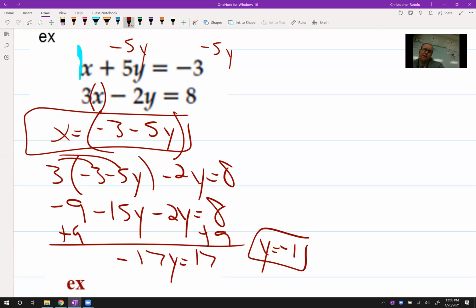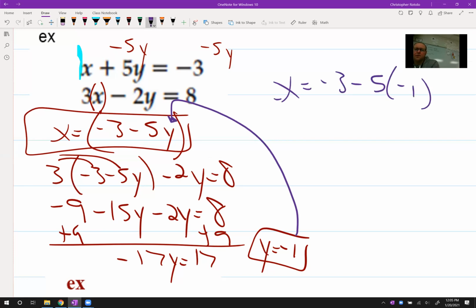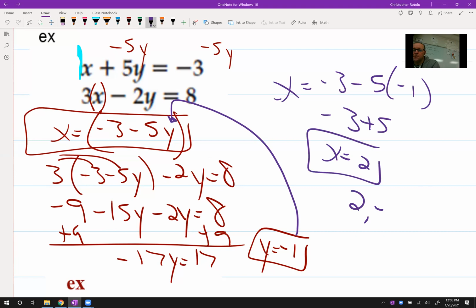Where are we going to put that -1 right there? Okay. X equals -3 minus 5 times -1. Well, that's a double negative right there. -3 plus 5. So x turns out to be 2. So 2 with -1 will be the point where these two lines cross over. So that part is definitely something we can do.